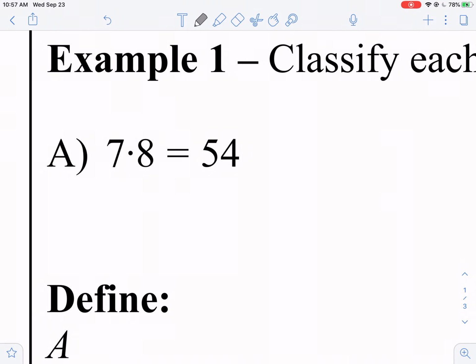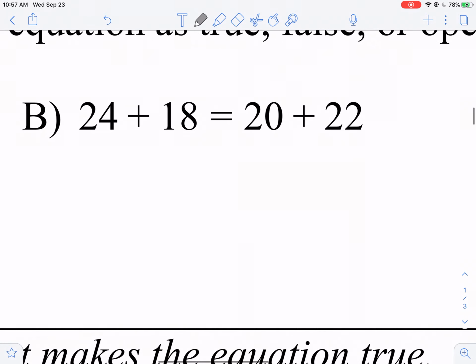Is this true, false, or open? Well, 7 times 8, that's 56. And 56 is not equal to 54. So we say this is false. Let's look at B.